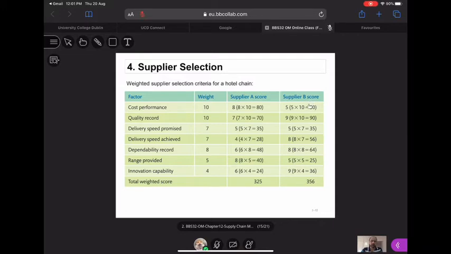For supplier B, I do the same thing. 5 times 10 equals 50, 9 times 10 equals 90, 5 times 7 equals 35, and so on. Then I take 50 plus 90 plus the rest, and I get 356. Okay, now I'm going to ask you a question.